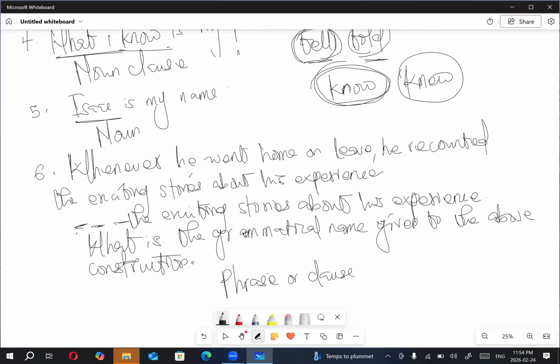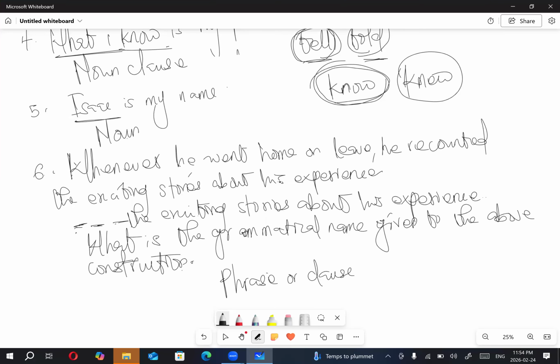To check for finite verb, you have to look for a verb first. Is there a verb in the underlined words? Don't look at the rest of the sentence. Concentrate on the underlined words, which are the exciting stories about his experience. Let's look at them. So there's no verb I can see.